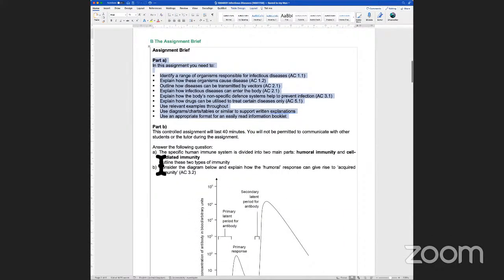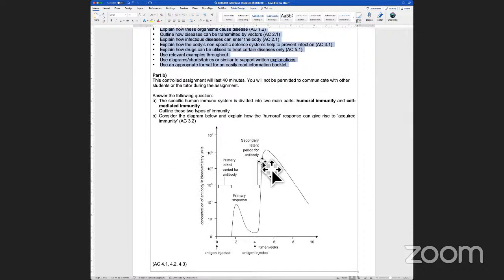Part B is going to be a 2-part exam, which will be looking at understanding what is immunity, different types of immunity, and then looking at this diagram and interpreting it, drawing up a table and interpreting it to explain how the humoral immunity actually kicks in when you take medication, or when you are under, say, the influence of a virus, or when you are falling sick.